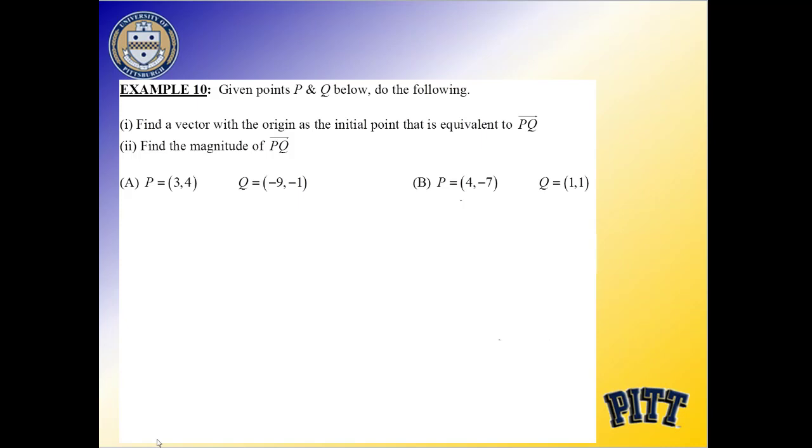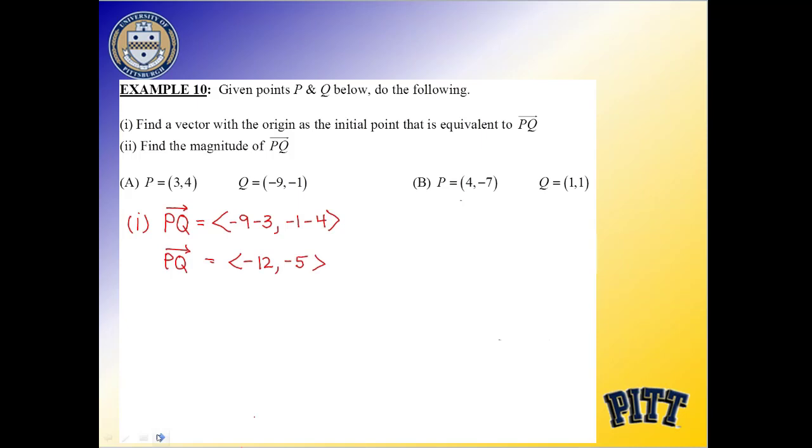Or I could look at it in terms of, if I start at P and end at Q, how far have I moved in what direction? If I look at the x coordinates for part A, if I start at positive 3 and end up at negative 9, that means I moved 12 to the left. So I would have a negative 12 movement because left is negative. And if I start at 4 and end at negative 1, I've moved down 5 units. So that'd be a negative 5. So my vector PQ would be negative 12, negative 5.